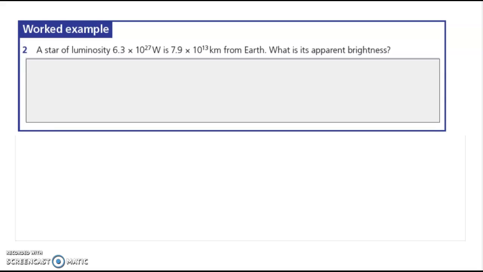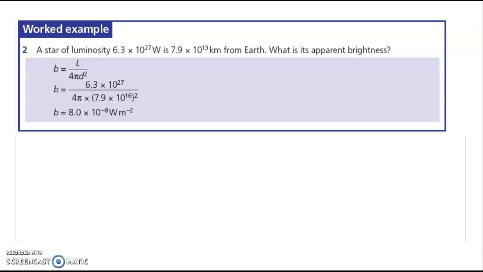Have a go with this question. If you have a star of luminosity 6.3 times 10 to the 27 watts, which is at 7.9 times 10 to the 13 kilometers from the Earth, remember to convert your kilometers. Calculate the apparent brightness. How bright would it look from the Earth? Stop the video now, and when you've done it, check your answer. Hopefully you got a value of 8 times 10 to the minus 8. Simple.